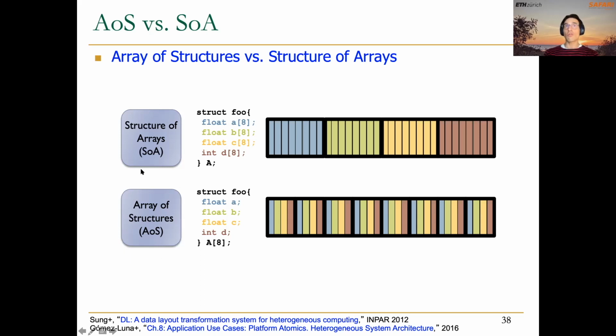In the structure of arrays, we have a large array that is divided in four parts. In one of the parts, we have all the blue elements, all elements of A.